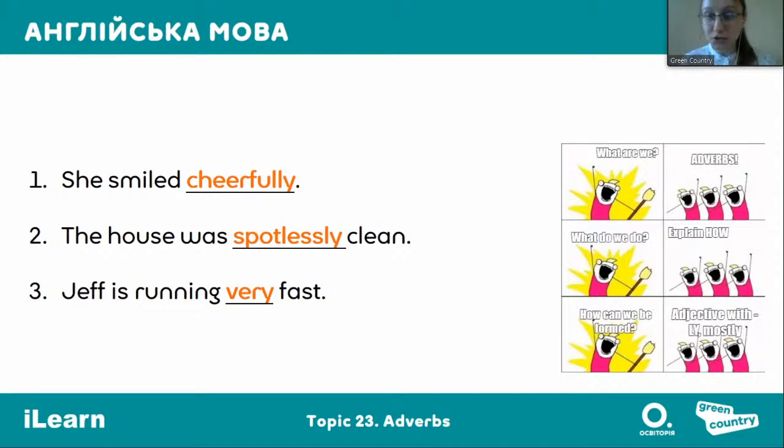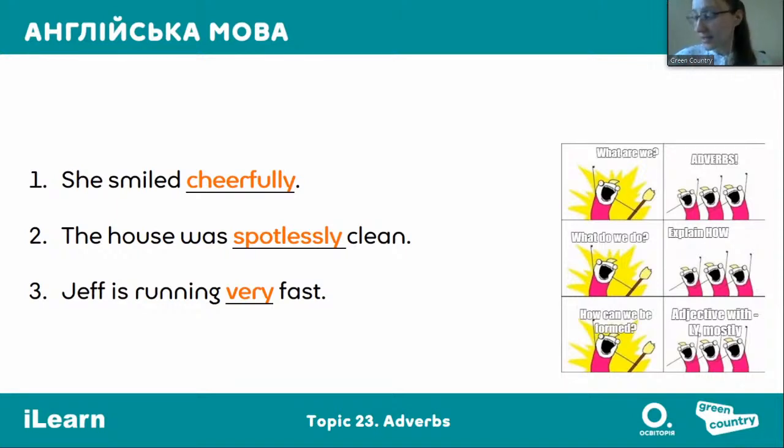Let's go to sentence number 2. In sentence number 2, what does the adverb spotlessly describe? Let's revise parts of speech. So in sentence 2, the adverb spotlessly describes, and I see the correct answer, the adjective. Clean, spotlessly clean. So in this example, the adverb describes the adjective, not the noun. We have the adjective clean and how clean, yes? So it describes the adjective.